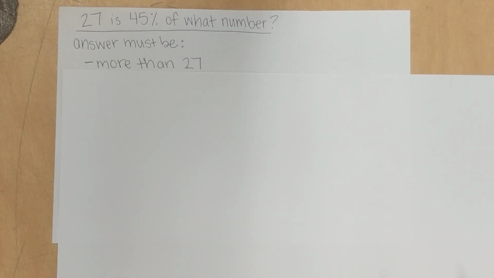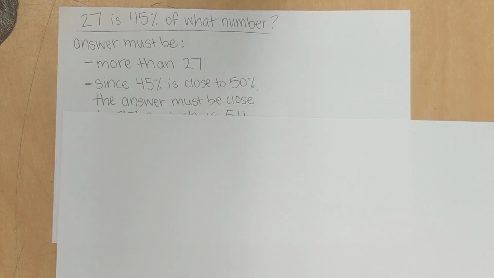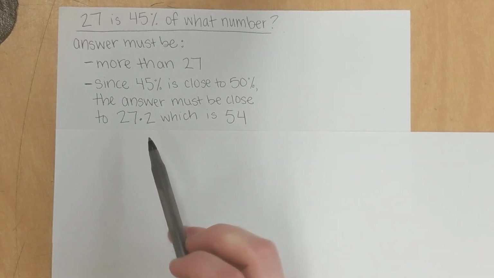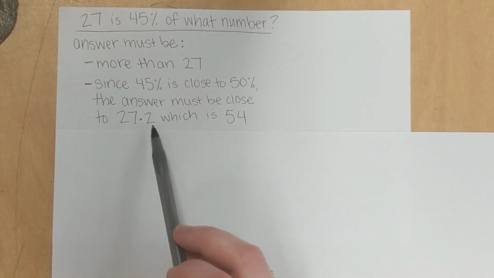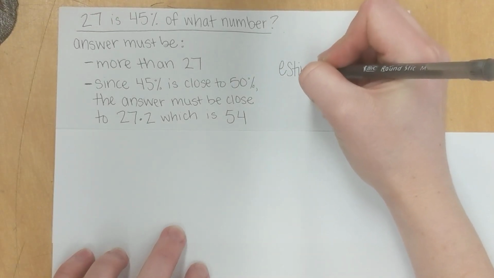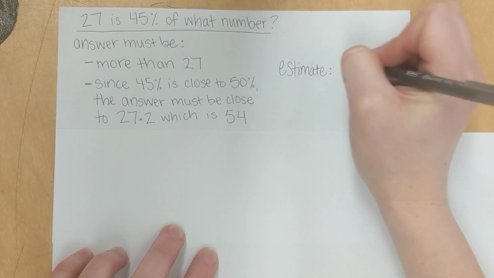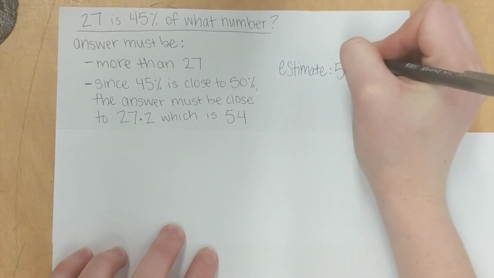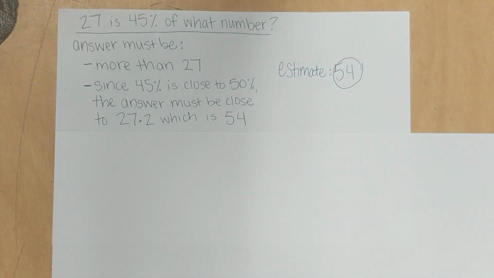So I know that the answer must be more than 27 because 27 is the part and I'm trying to find the whole. And the other thing I thought about was, well, 45% is pretty close to 50%. So I want to keep that in mind. Since those are close together, the answer has to be close to double 27. So 27 times 2 is 54. So my answer, as an estimate, is 54.